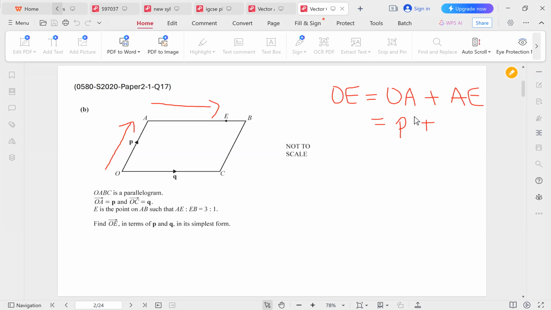So how do we figure out AE? That will be our task for the rest of this problem. We need to figure out AE and then plug it into this equation on the top. Now, in order to figure out AE, we need to use this ratio here. And in general, it will always be a good idea to write the ratio and add our own term. So we have AE to EB, and AE and EB together form AB, because this is AE and this is EB. So together they would form AB.